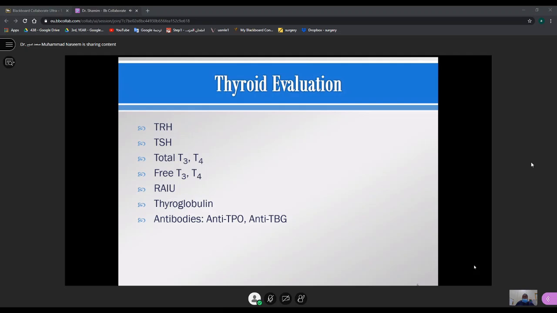When we evaluate a patient for thyroid disease, we have multiple options available, ranging from blood tests to imaging techniques. It includes thyrotropin releasing hormone, thyroid stimulating hormone, assessment of T3 and T4 both in free as well as bound form, then the radioactive iodine uptake test, which is an imaging form that we simply call a radioiodine scan, assessment of the thyroglobulin level, or assessment of the antibodies, which are mainly anti-TPO, anti-thyroid peroxidase antibody, or anti-thyroxine binding globulin antibody.